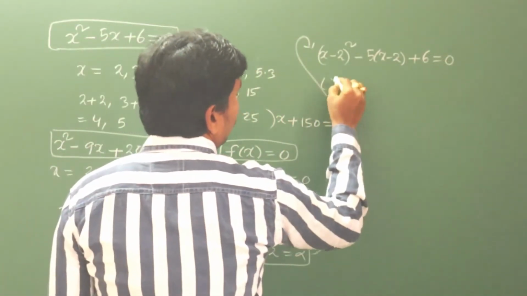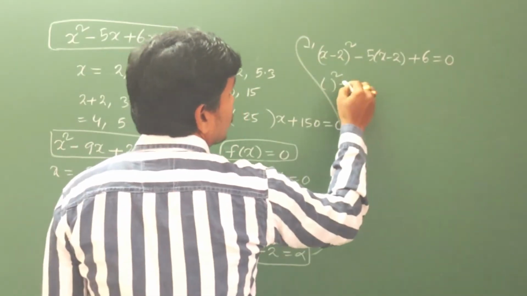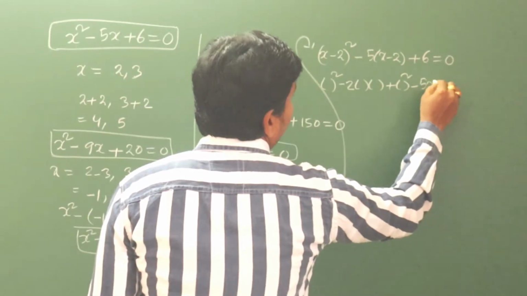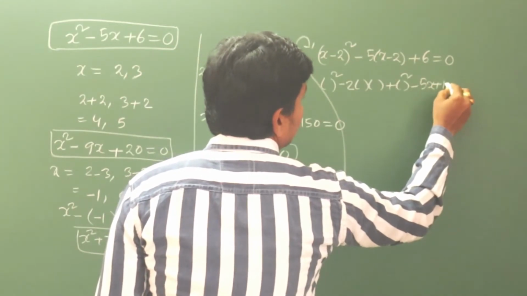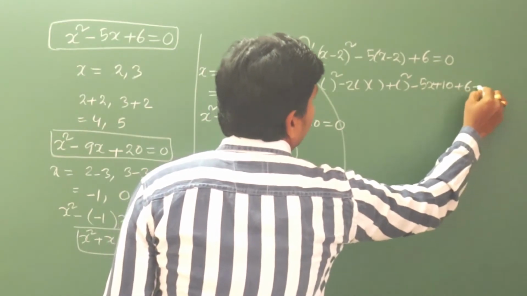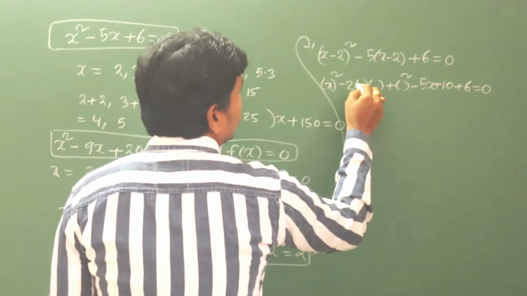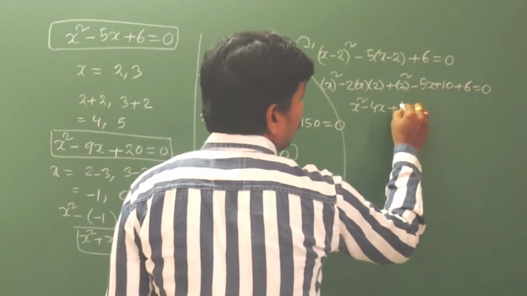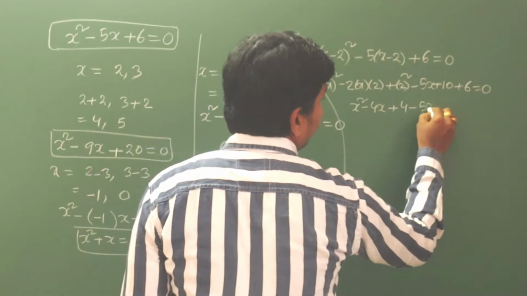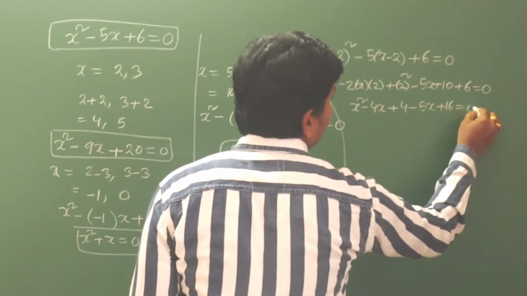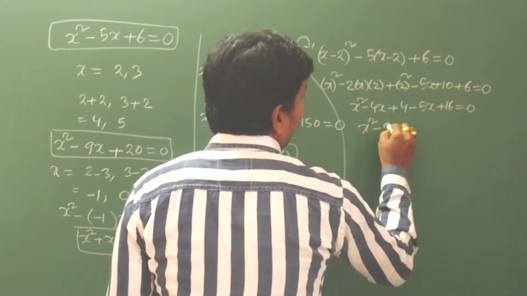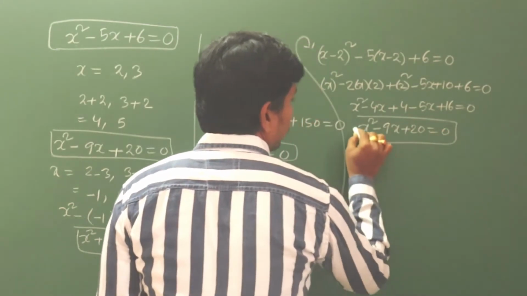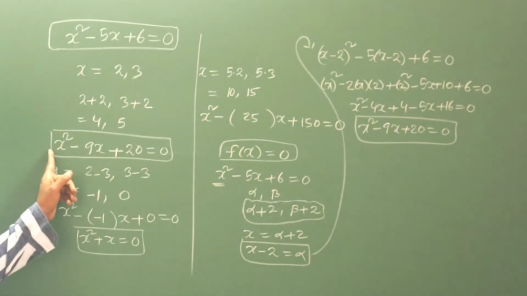Now expand it. a minus b whole square is a square minus 2ab plus b square. Minus 5x, minus times minus gives plus 10, plus 6 equal to 0. Here 10 plus 6 is 16 and 4x. So x square minus 4x plus 4 minus 5x plus 16 equal to 0. So x square minus 9x plus 20 equal to 0. Fantastic. Got it or not?